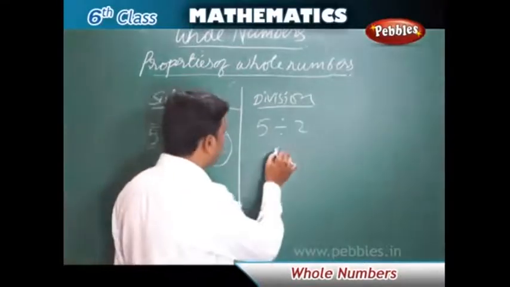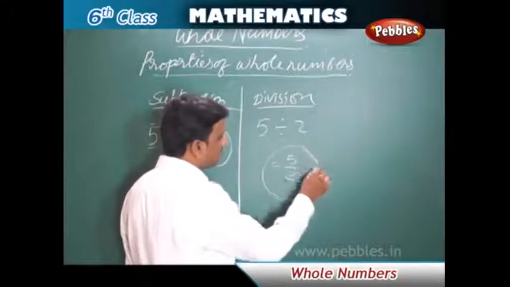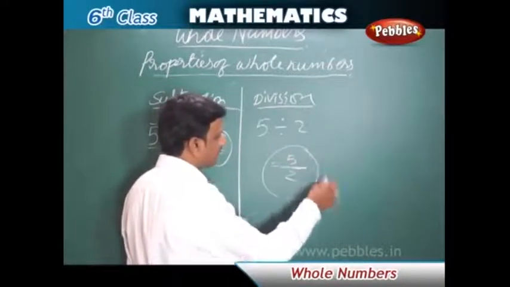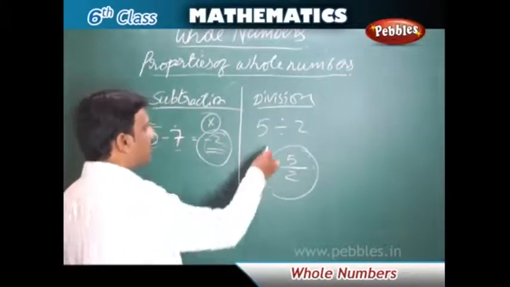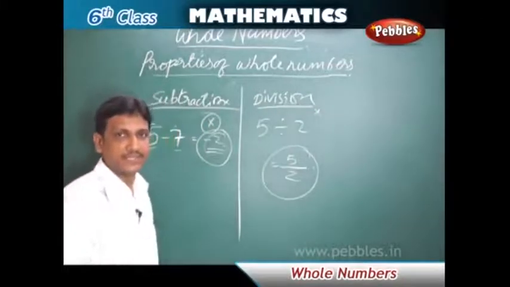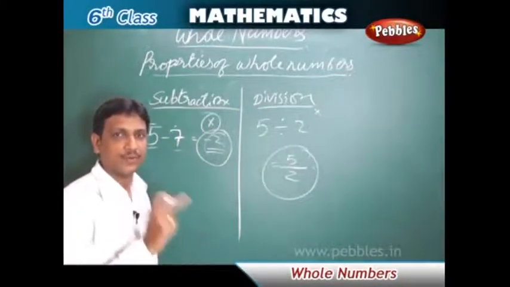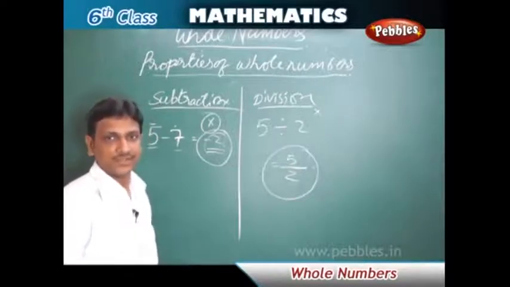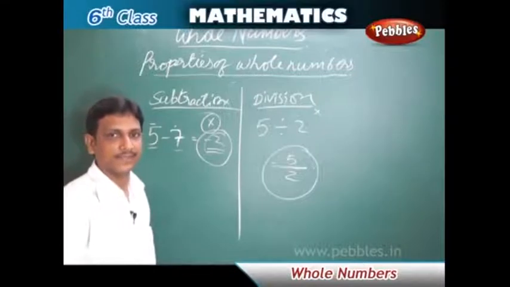Look at the division. 5 divided by 2 becomes 5 by 2. So this 5 by 2 is not a whole number. This is a fraction, 5 by 2. It is not a whole number. So here it doesn't apply to division and subtraction. Whereas in addition and in multiplication, we find that the sum of 2 whole numbers becomes a whole number and the product of 2 whole numbers always becomes a whole number.